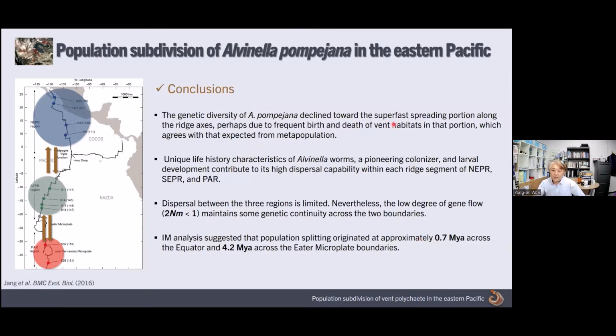So, conclusion: the genetic diversity of Alvinella pompejana declined toward the super fast spreading portion along the ridge axis, perhaps due to frequent birth and death of vent habitat in that portion, which agrees with what is expected from metapopulation dynamics. The unique life history of Alvinella pompejana as a pioneering colonizer and its larval development contribute to its high dispersal capability within each ridge segment. Dispersal is as low as 2 Nm and below 1, so although it is small, it still maintains some genetic continuity across the two boundaries. IM analysis pointed to the splitting times at 0.7 and 0.2 million years across the two boundaries.